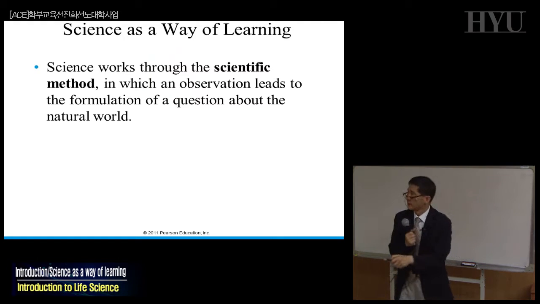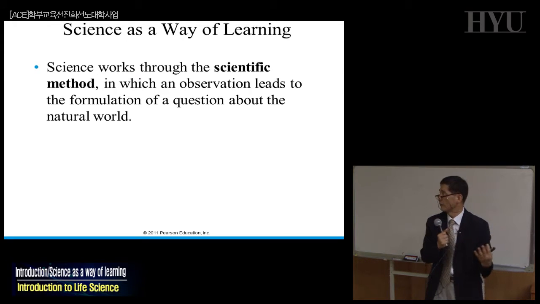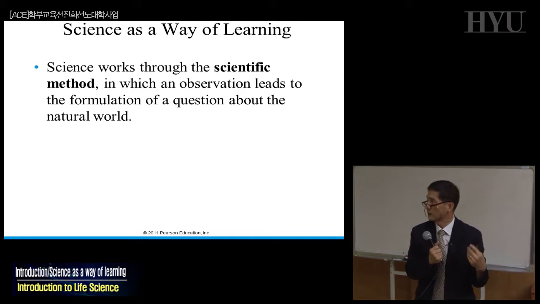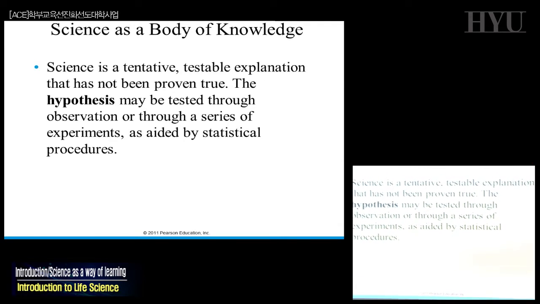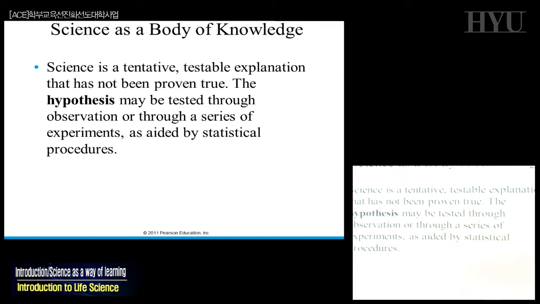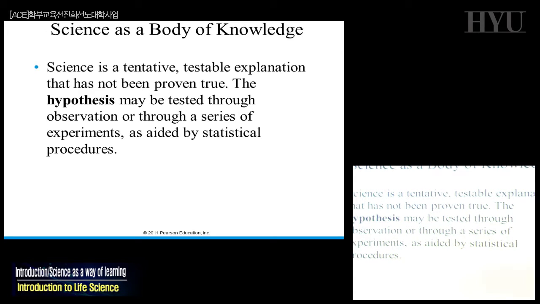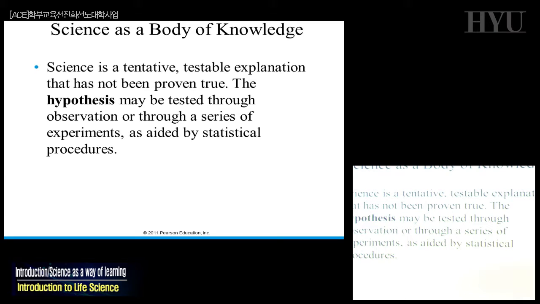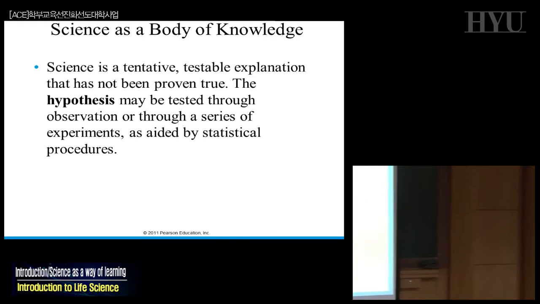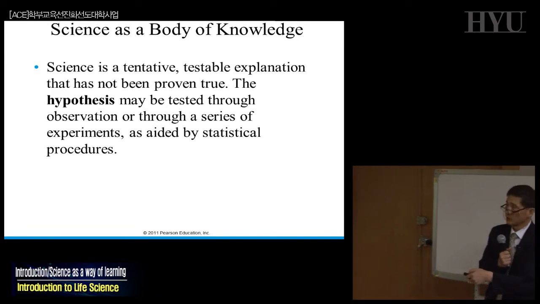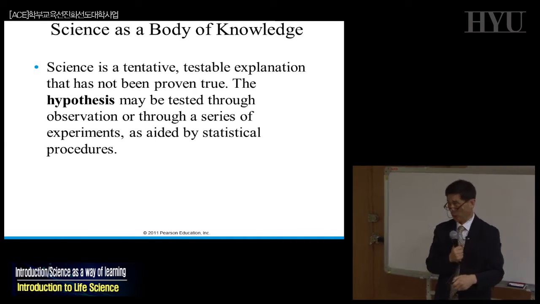So science works through the scientific method, in which an observation leads to the formulation of a question about the natural world. Again, a hypothesis is a tentative, testable explanation that has not been proven true. The hypothesis may be tested through observation or through a series of experiments as aided by statistical procedure. It's too long, but a hypothesis is a testable explanation that can be tested by experiment.